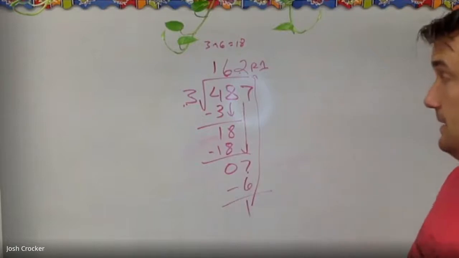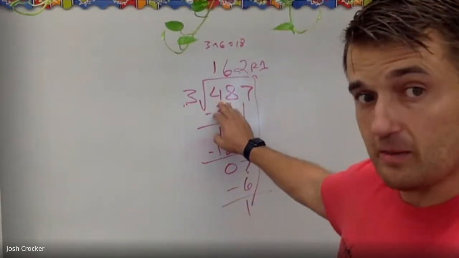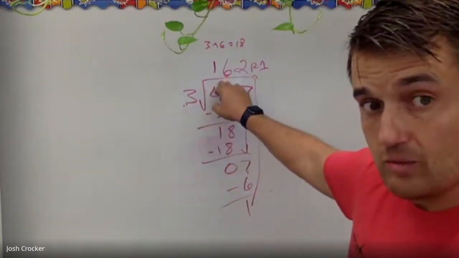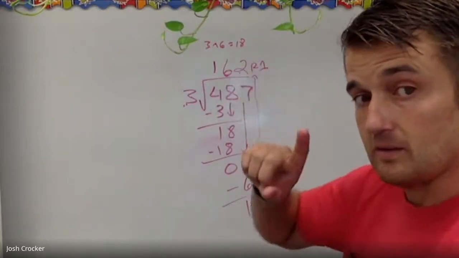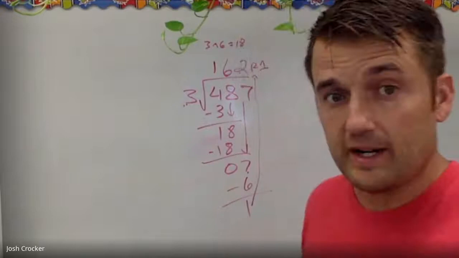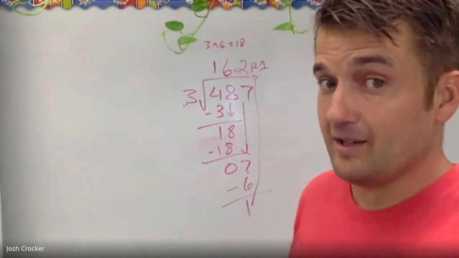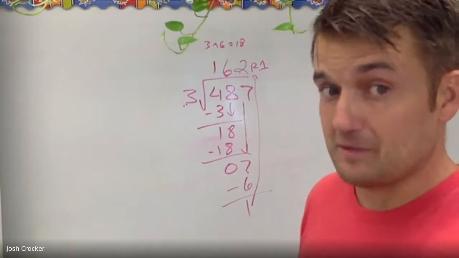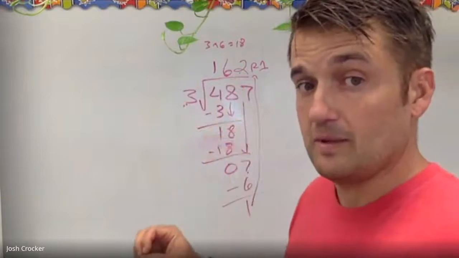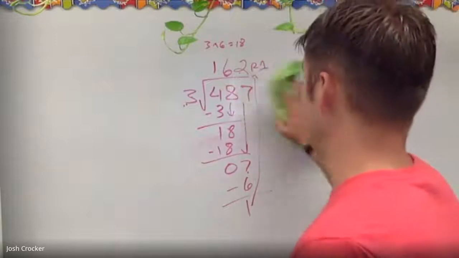So if I had 487 things and I put them into groups of 3, I would have 162 groups and 1 left over. Okay, let's say I have $487 and I want to give as many people as I can $3, just giving gifts of $3 out. I could give $3 to 162 people and I would have $1 left over after I did that. Okay?